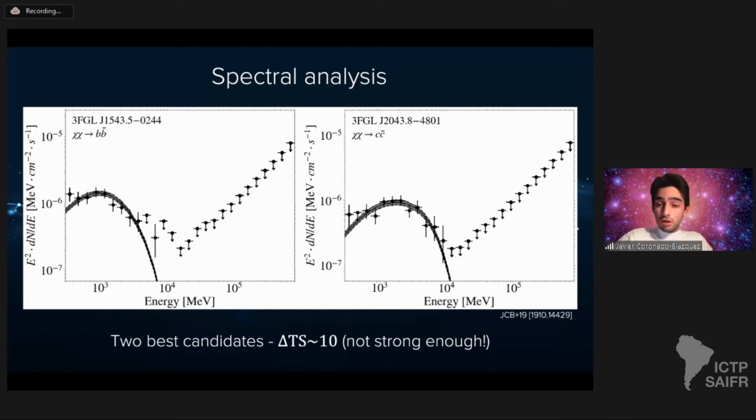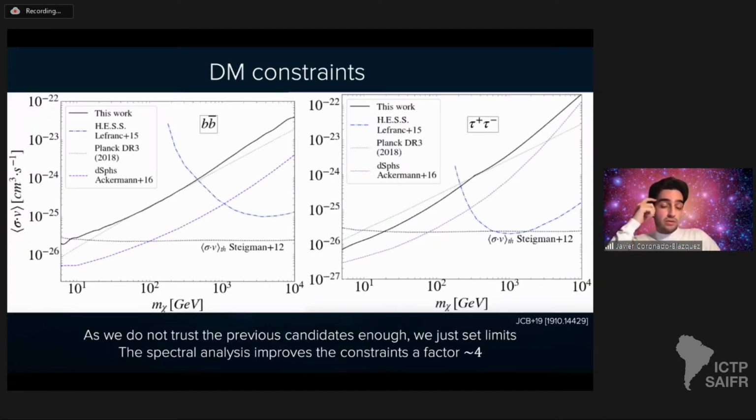As it's not strong enough, we can set constraints on the usual dark matter parameter space. This is sigma v versus the mass of the WIMP. The left plot is for the b-bbar channel, the right plot for the tau plus, tau minus. And our constraint is the black solid line here. We are competitive with the Planck CMB data and the traditional dwarf spheroidal constraints by the Fermi-LAT. And we are actually probing the thermal annihilation cross-section, which is this horizontal dashed line, a magical value, of course. So they are competitive and complementary, and more importantly, they are completely independent from each other.